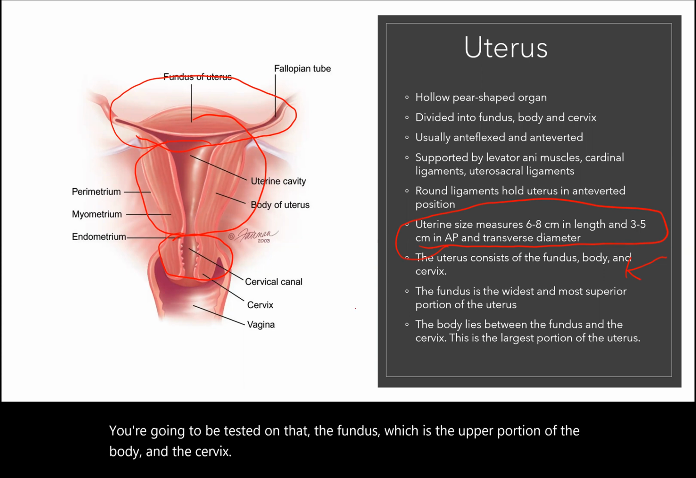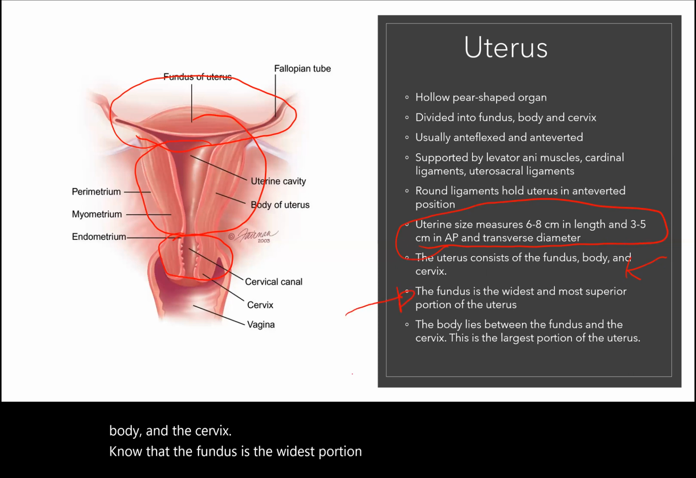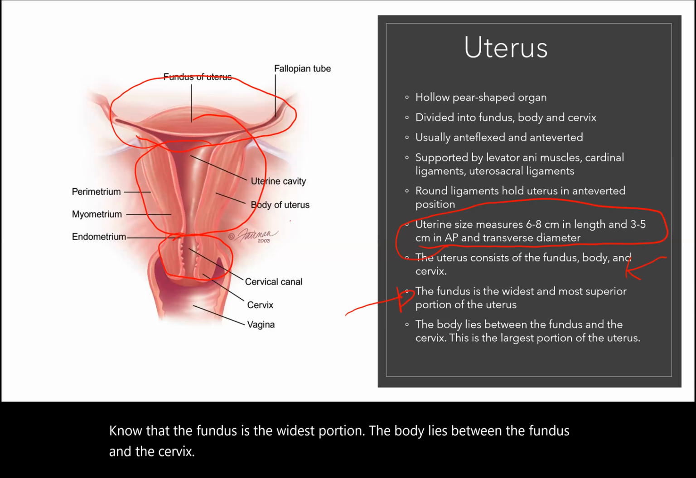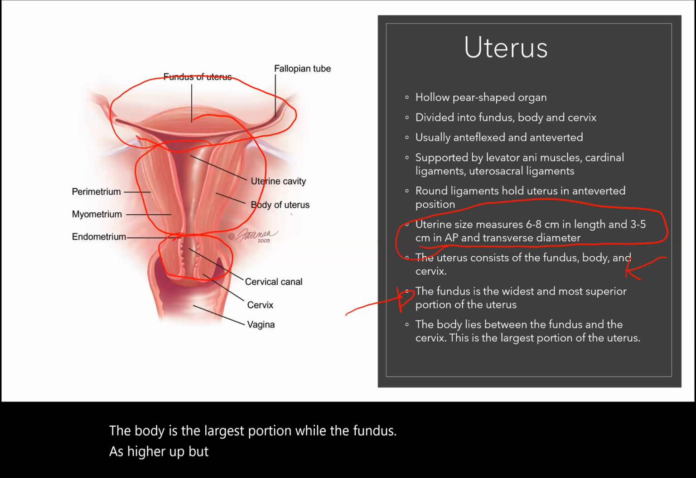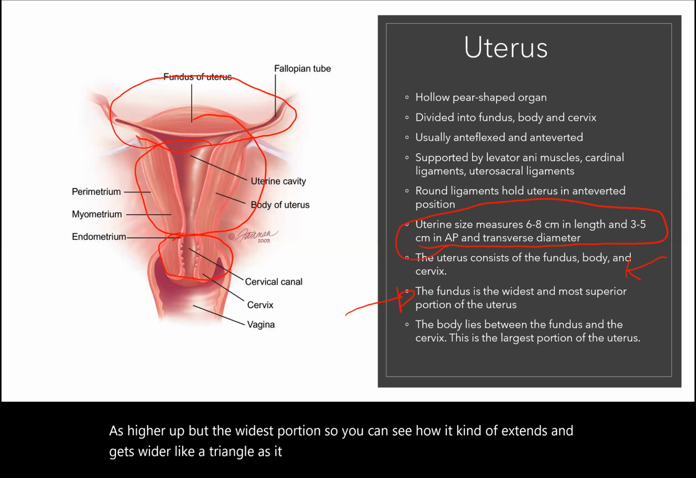Know that the fundus is the widest portion. The body lies between the fundus and the cervix. The body is the largest portion, while the fundus is higher up, but the widest portion. So you can see how it kind of extends and gets wider like a triangle as it goes superior into the body.